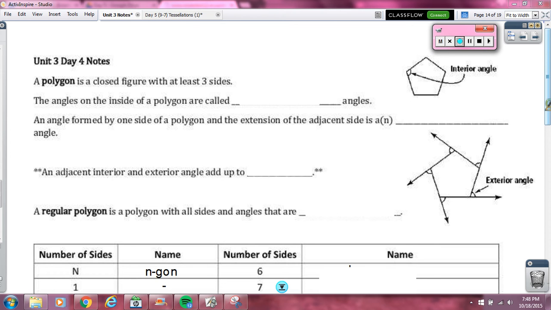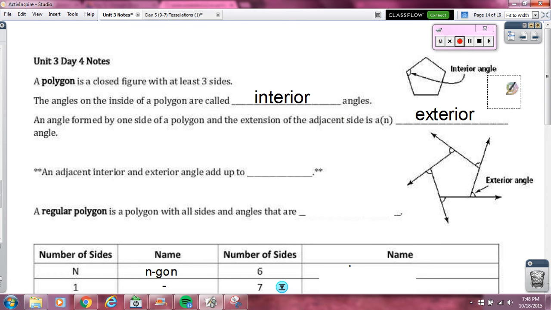A polygon is a closed figure that has at least three sides, and the angles on the inside of a polygon are called interior angles. An angle that's formed by one side of the polygon and the extension of an adjacent side is an exterior angle. So we've got some pictures of that over here.